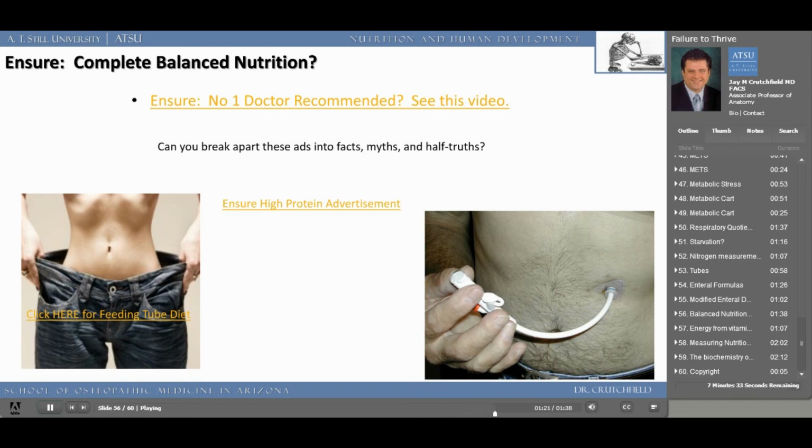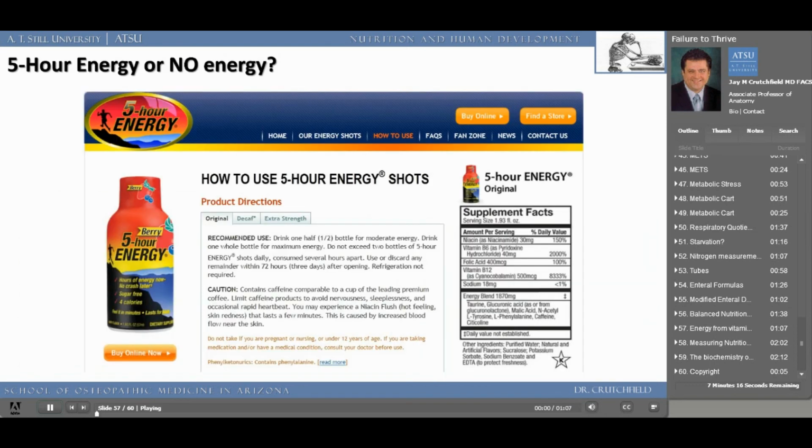Percutaneous, endoscopically placed gastrostomy tube. You'll see these in your hospitalized patients. It's in that patient on the right that these supplements are recommended. Even over-the-counter supplements, such as Slim Fast, fit into this category. Here's a good one. You see this on television, a 5-hour energy drink.